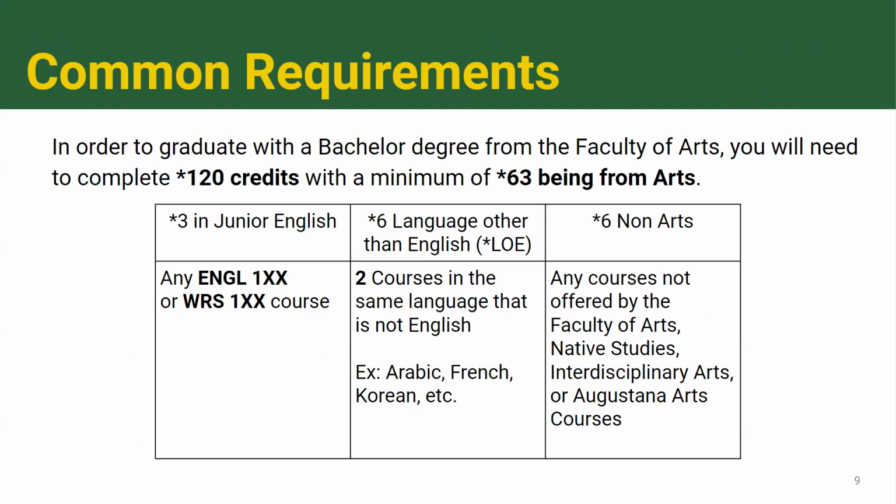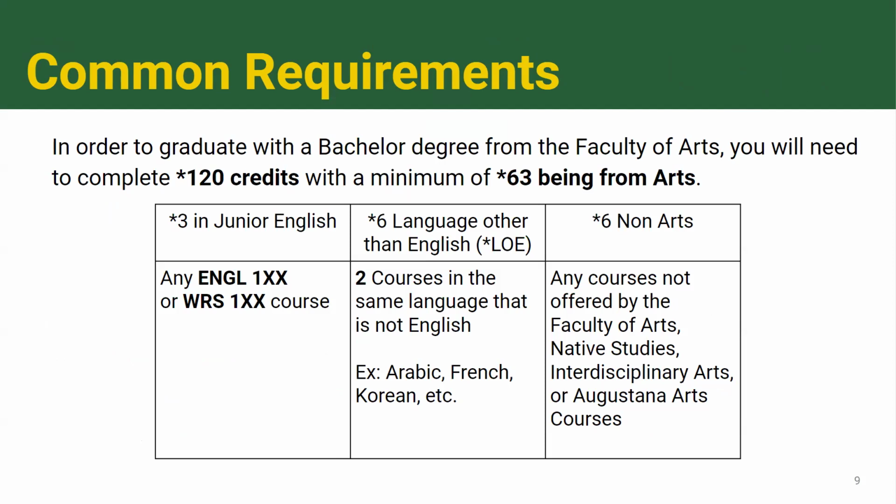So now we will discuss some common requirements. In order to graduate with a bachelor's degree from the Faculty of Arts, you need to complete 120 credits with a minimum of 63 credits being from the Faculty of Arts. This makes sense because 63 is just over half.